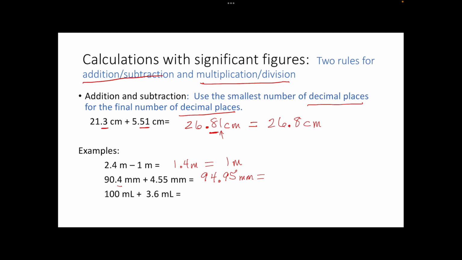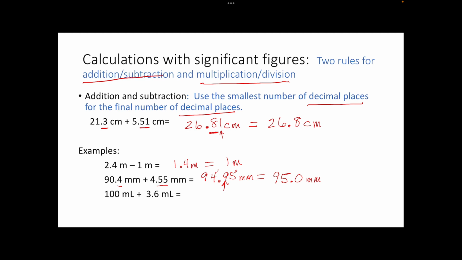Now we have 1 decimal point here and 2 here. We have to take the smallest, which is this 1, so we need to keep just this 1 decimal point. So we're going to have to round. Now we do have a 5 here, so the 5 is going to bump the 9 up. Since it's a 9, and it's at the end, we're going to have to bump up the next one too. So our final answer would actually be 95.0 millimeters. Since this 5 bumps that 9 up to a 0, we have to carry the 1 over to the next spot. Okay?